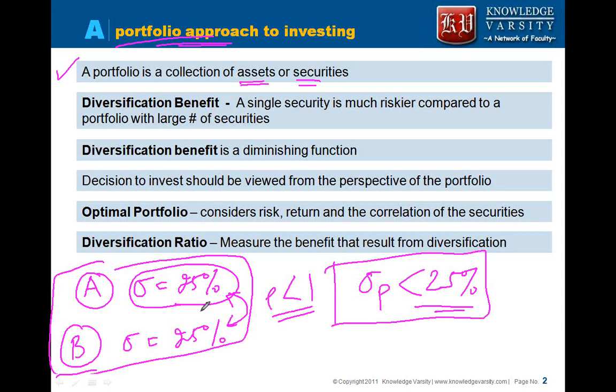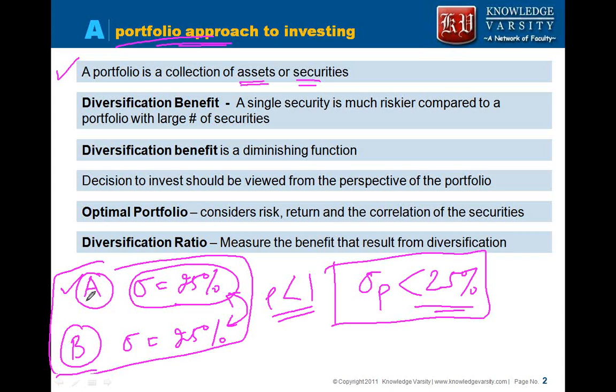So what happens is, if you include more and more stocks in your portfolio, the standard deviation decreases. One single stock is much riskier than 2 stocks, and 2 stocks are riskier than 3 stocks. So you achieve a diversification benefit when you include more stocks in your portfolio. As you increase the number of stocks, you get more benefit, or a decrease in the standard deviation of the portfolio.